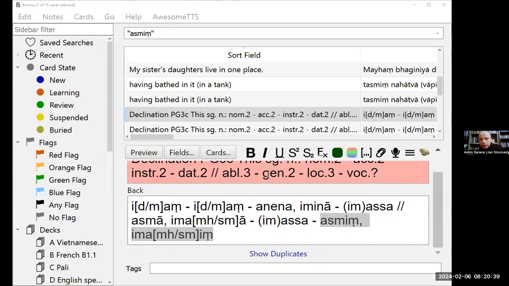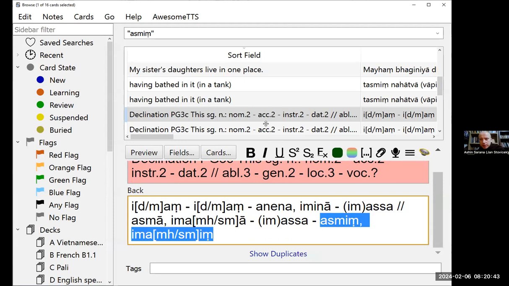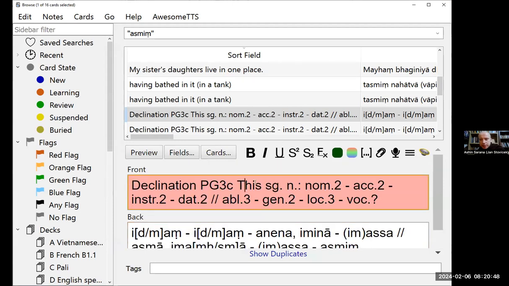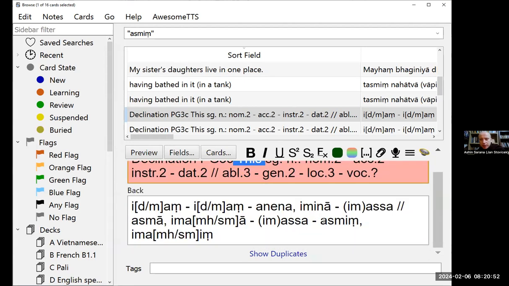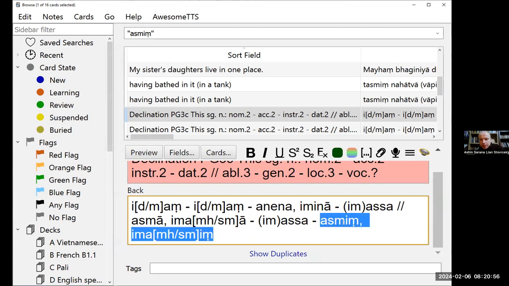So if you look at the Anki collection, then you will see that for this, oh, yes, we can see there now. Yeah, actually asmiṃ, and it is specifically for the locative. I see.